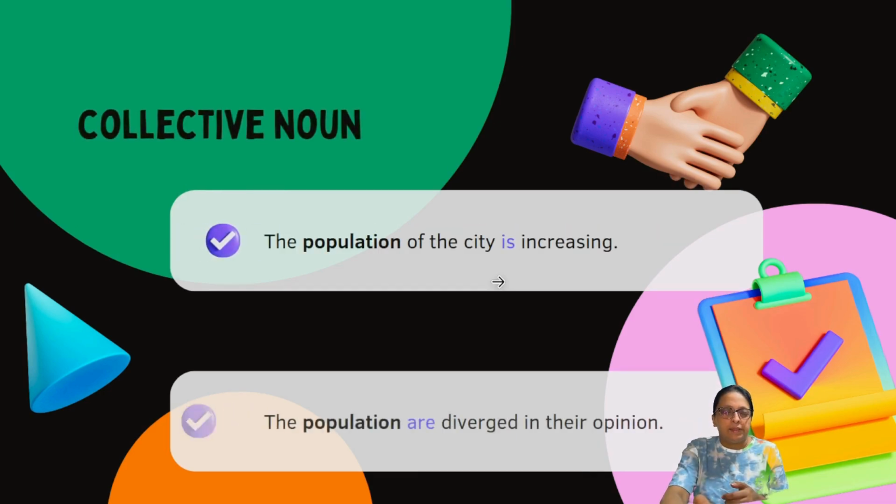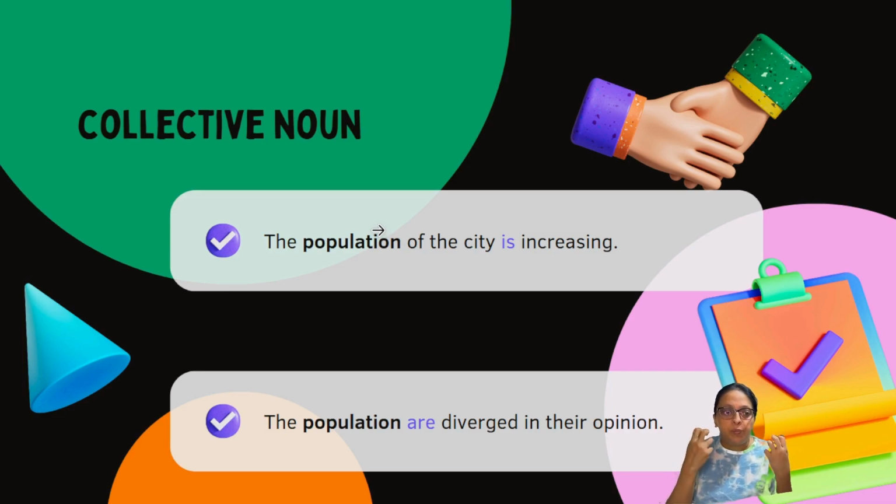Okay, let's see another example. The population of the city is increasing. This is another example. What do we mean by this? We mean that there is a city. What do we mean by population? The people inside a city.